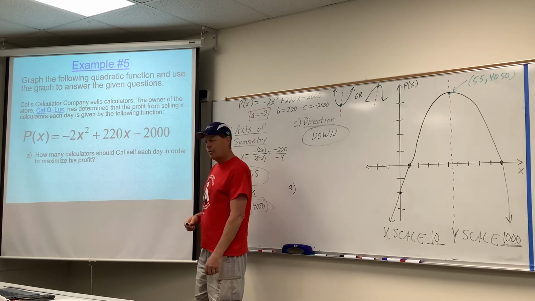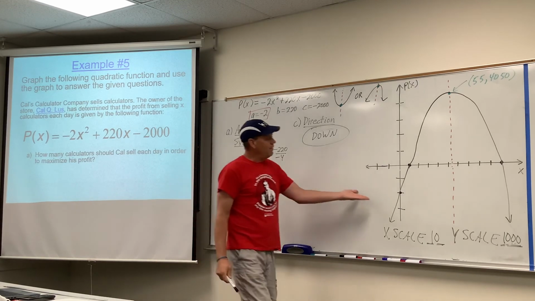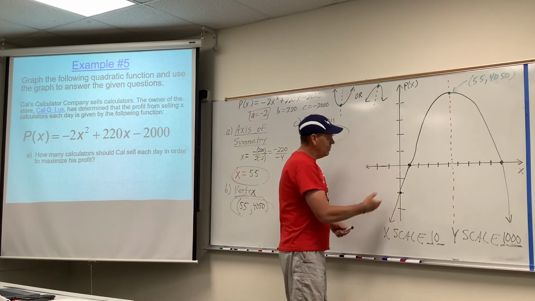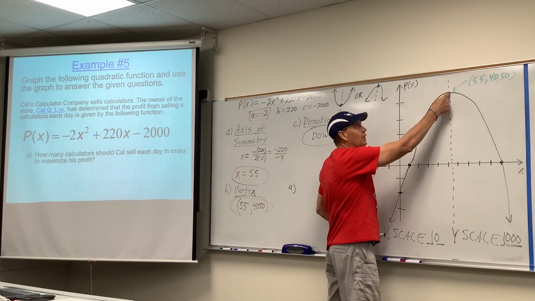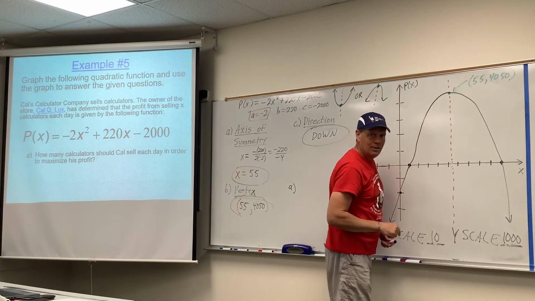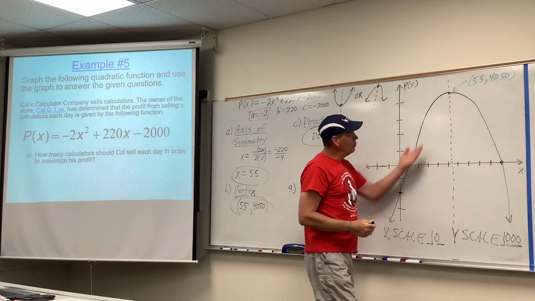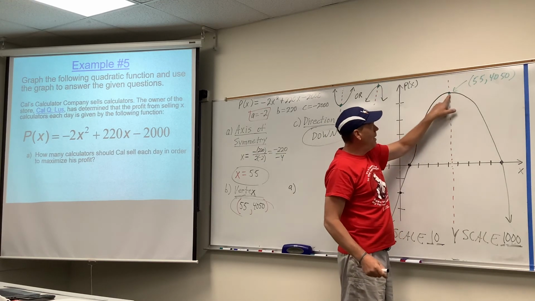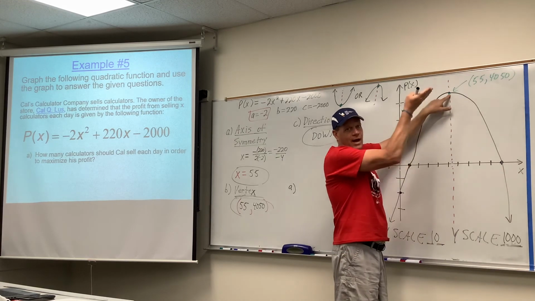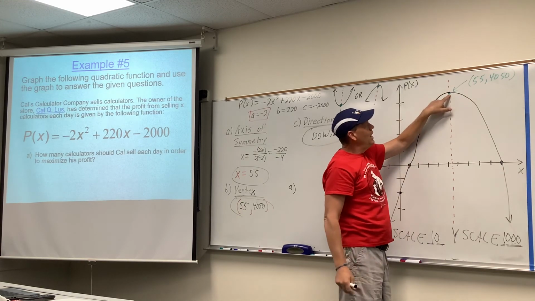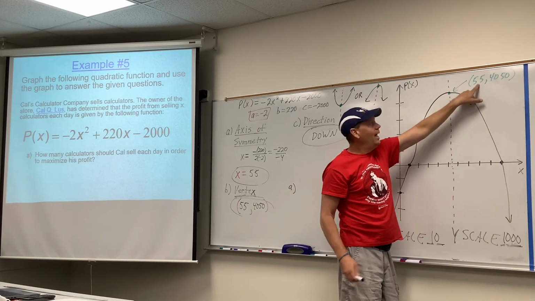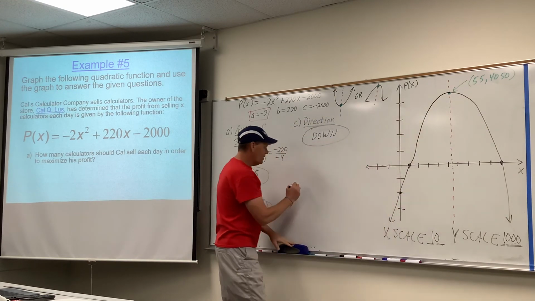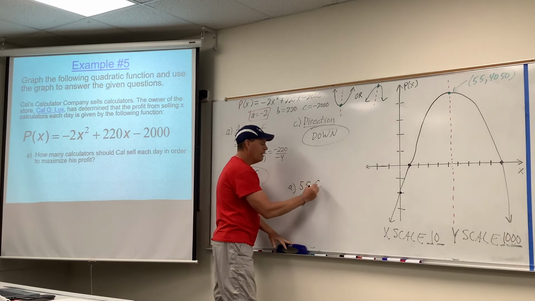So, in looking at part A, it says, how many calculators do they need to sell in order to maximize their profit? Well, look, your profit is your vertical axis, and wouldn't the maximum profit occur at the highest point on the graph, otherwise known as the vertex? So, to maximize their profit, this is the point where that's going to happen. And wouldn't the 55 be how many calculators they would need to sell for that to happen? So the answer to part A here would be 55 calculators.